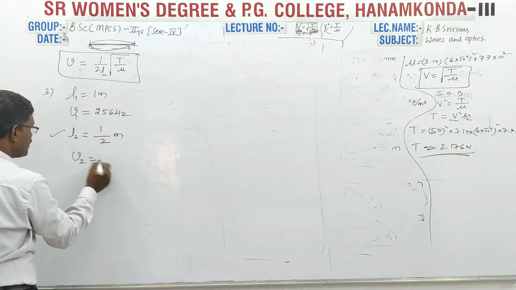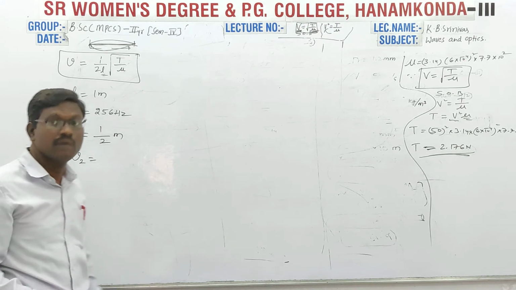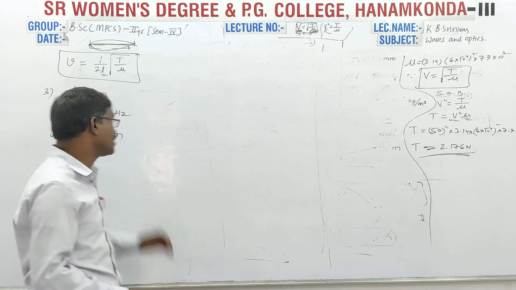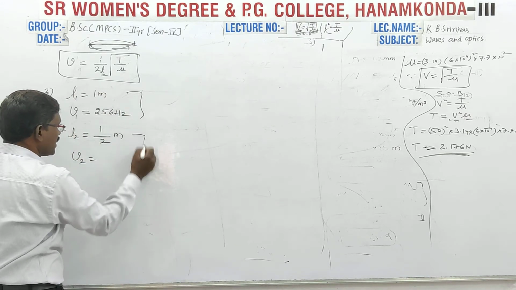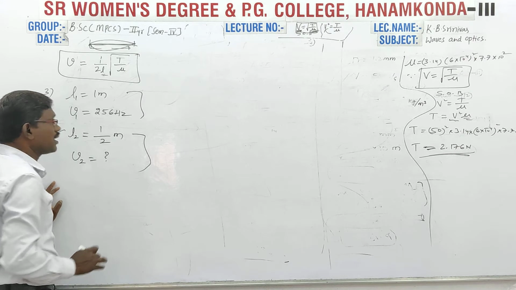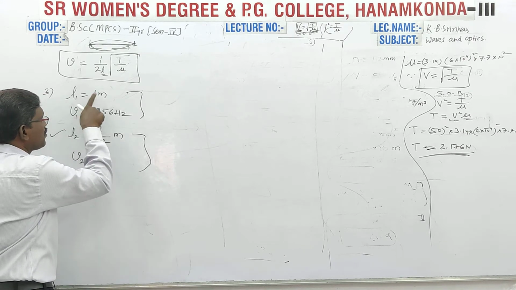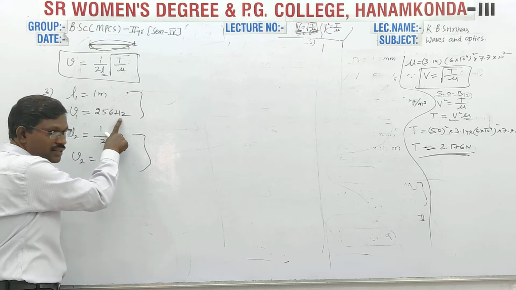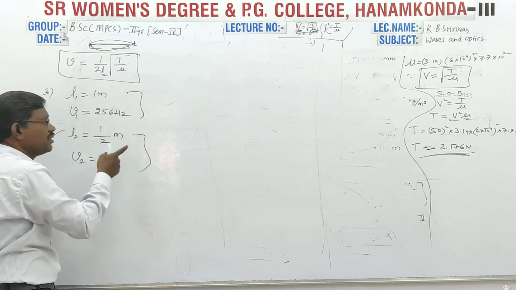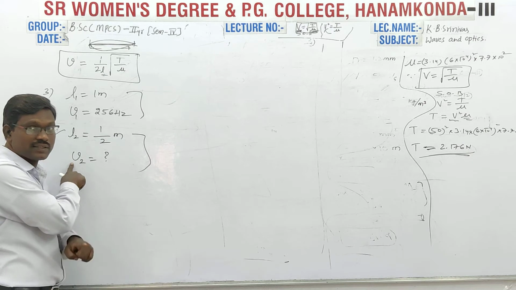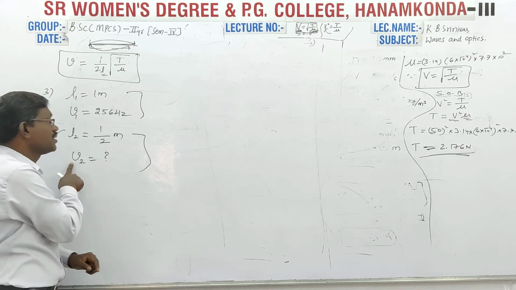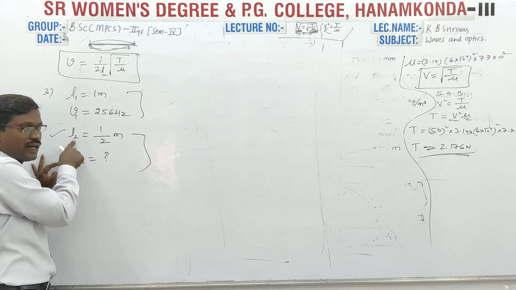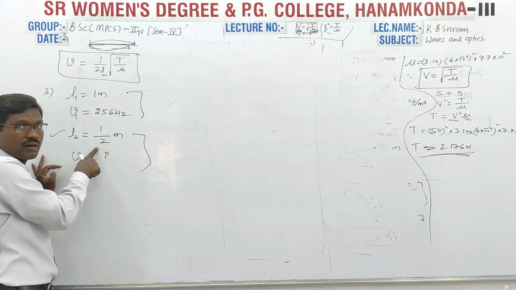Find the frequency of the same wire. Same wire means material is same. Maybe it is made of iron, in both the cases. This is the first case, this is the second case. They have given the length of the wire is 1 meter and its frequency is 256 hertz. The question is, find the frequency of the same wire. Same wire means mu is same. Find the frequency of the same wire when the length of the wire becomes half.